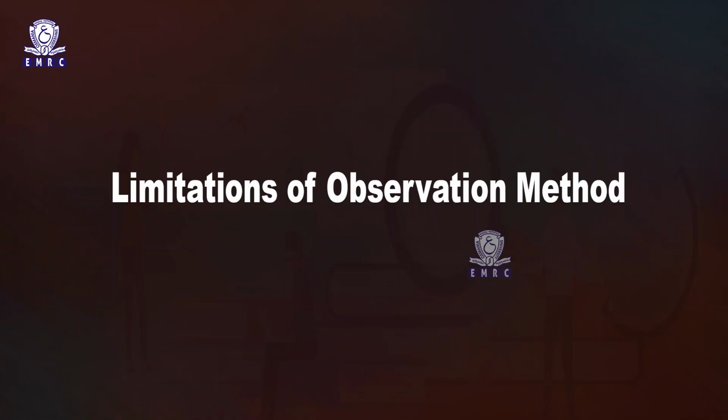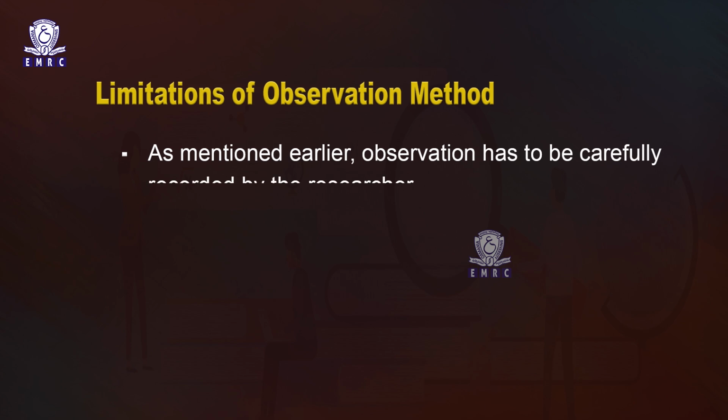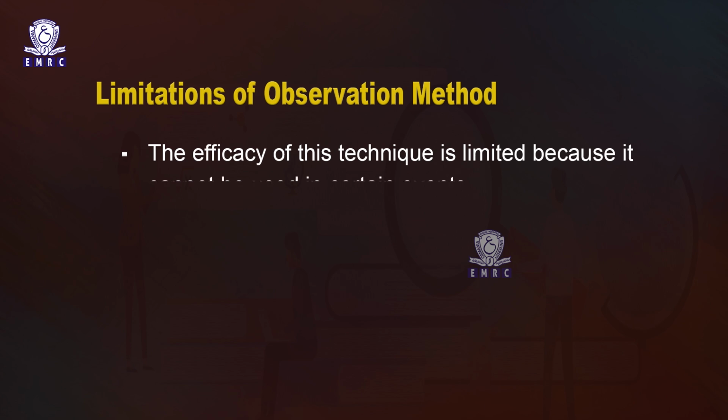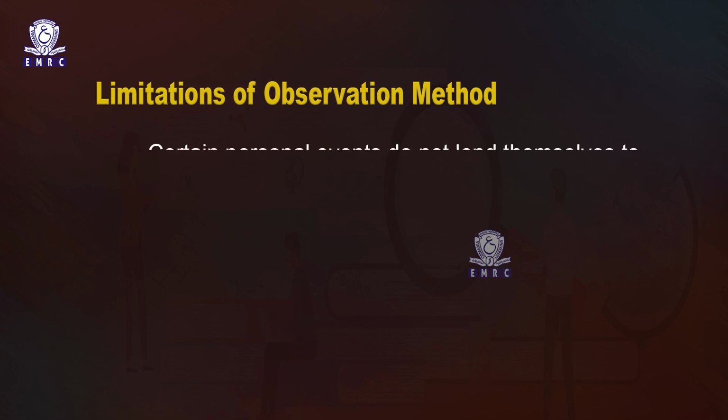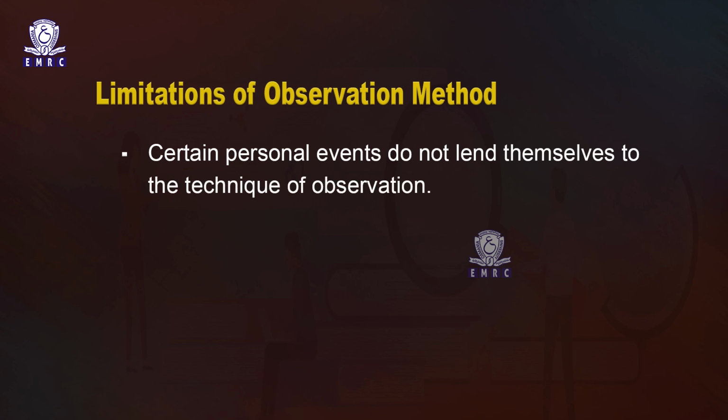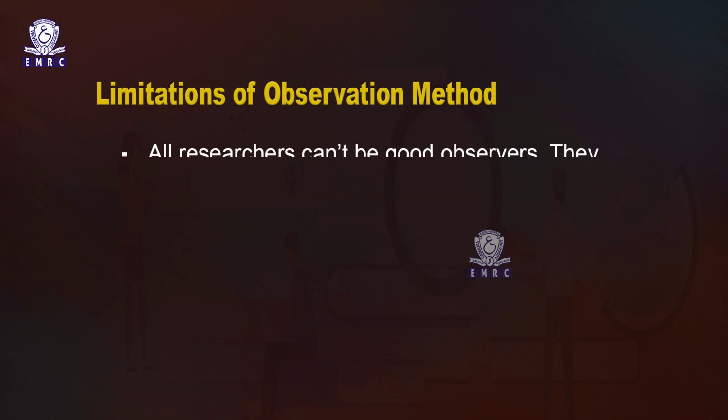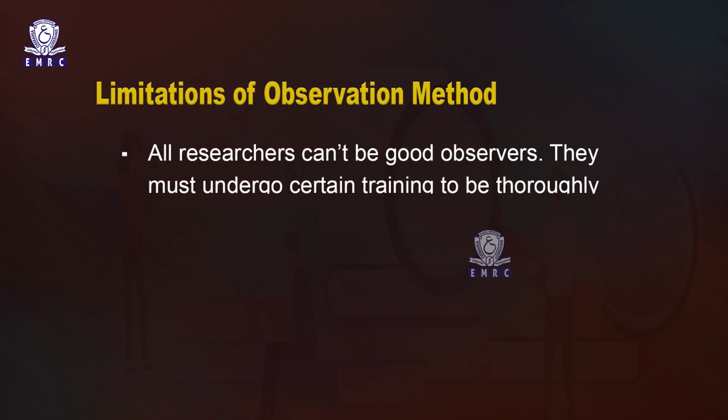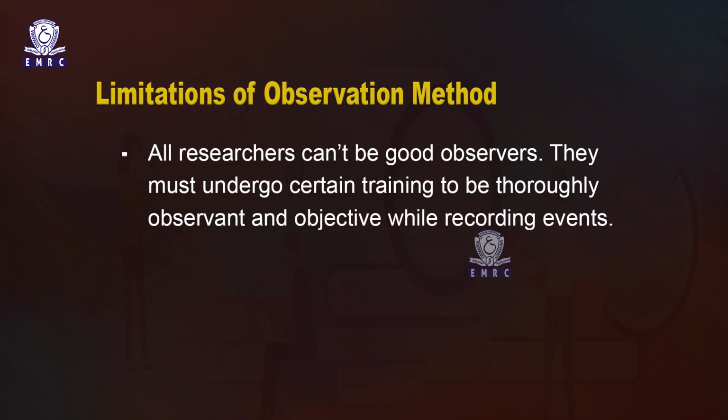To conclude, observation is one of the important methods of data collection. Its utility cannot be undermined by any of the other methods of data collection. Let's look at the limitations of this observation method. As mentioned earlier, observation has to be carefully recorded by the researcher. The efficacy of this technique is limited because it cannot be used in certain events. Certain personal events do not lend themselves to the technique of observation. All researchers cannot be good observers. They must undergo certain training to be thoroughly observant and objective while recording these events.